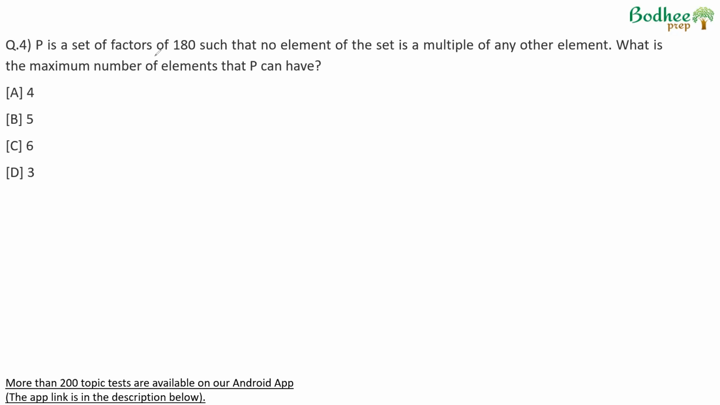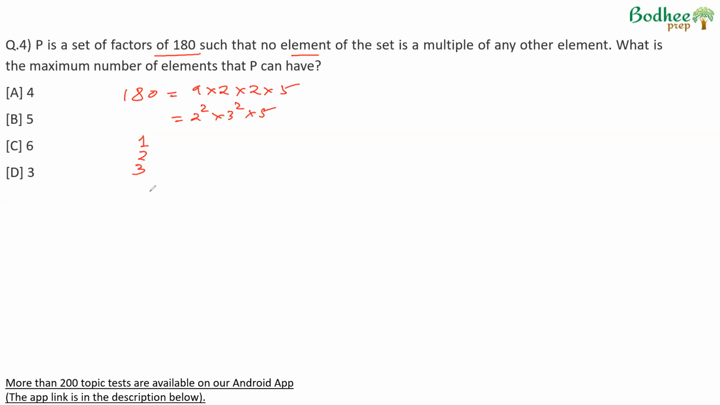P is a set of factors of 180 such that no element of that set is a multiple of any other element. What is the maximum number of elements in P? Let us first look at factors of 180. 180 is 18 into 10, which is 9 into 2 into 2 into 5. So 2 squared into 3 squared into 5. The number of factors is 3 into 3 into 2, which is 18.